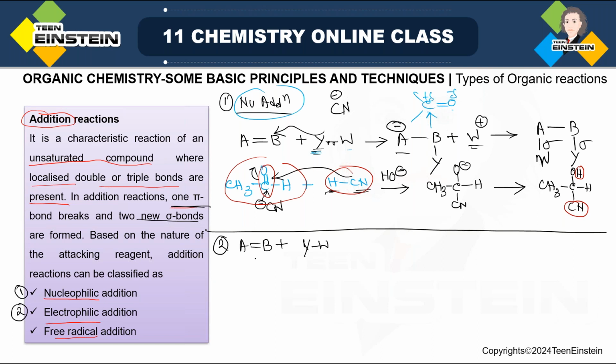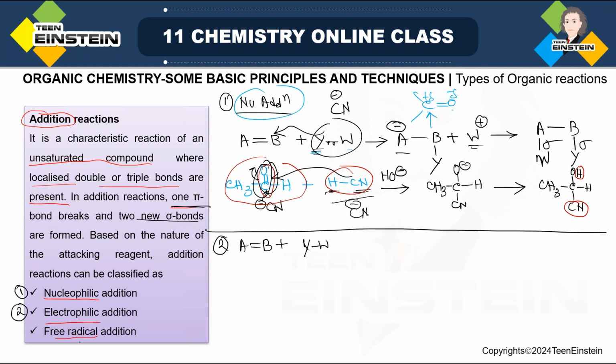That means A double bond B will be acting as the electrophile, because whatever reactions we see in organic chemistry, it is always a reaction between an electrophile and a nucleophile. So in the previous case, from YW the nucleophile is generated. That is, from HCN the nucleophile CN minus is generated. So here in CH3CHO, the aldehyde molecule, this part is acting as the electrophilic region, where CN minus, the nucleophile, is attacking.